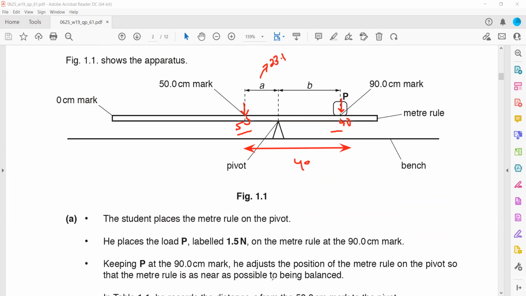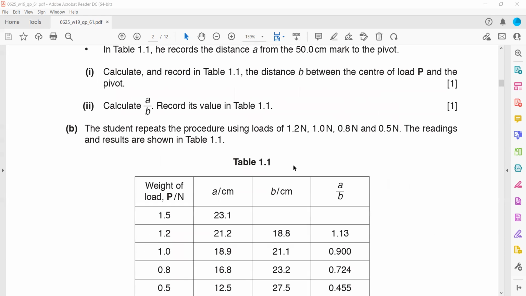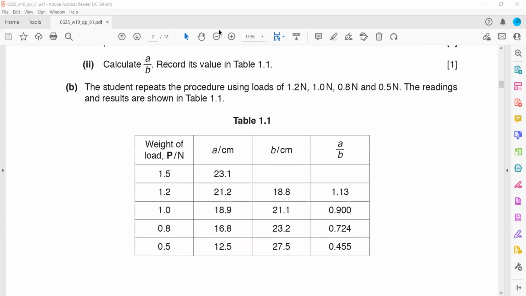So how much is B? To get the value of B, we subtract 40 minus 23.1. This will give us the value of B, which is 16.9. So we have to complete the table first. And then A divided by B, so 23.1 divided by 16.9 will give us 1.37.